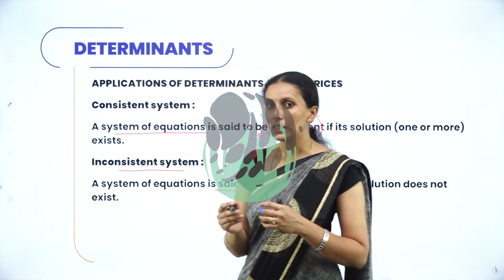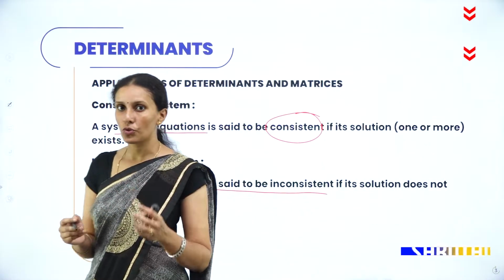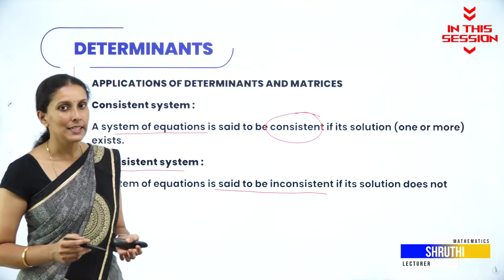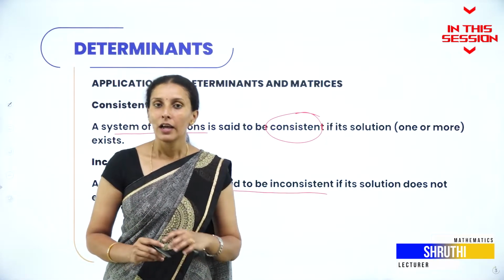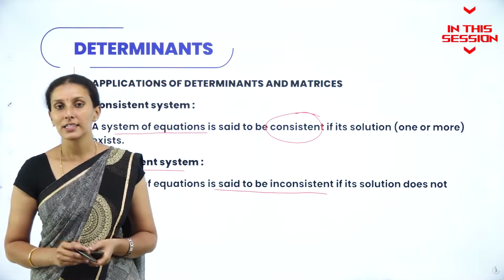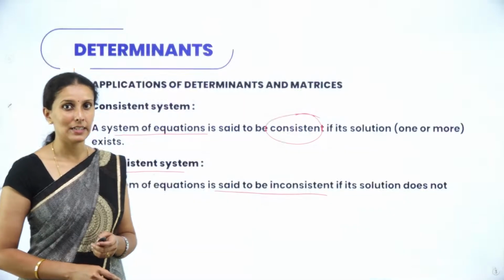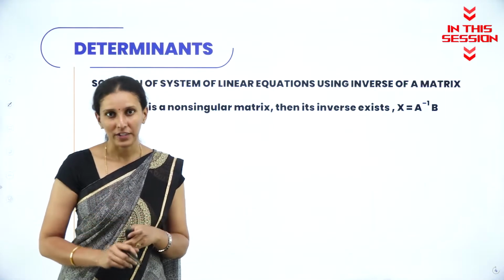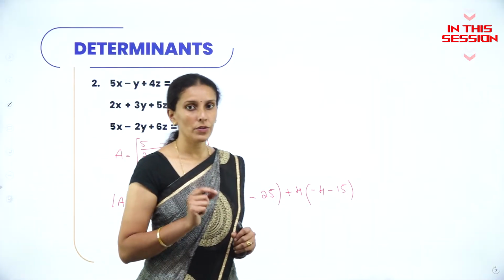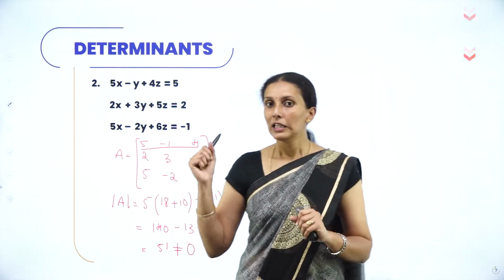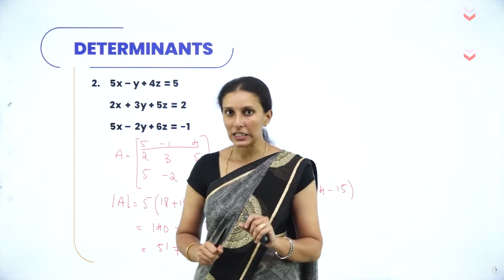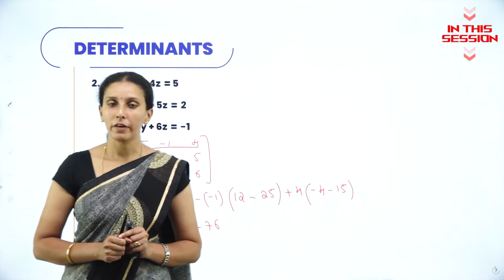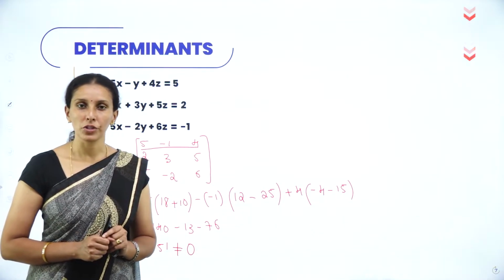Whenever you have certain simultaneous linear equations to solve, whenever the solution exists, it is called consistent, and if the solution does not exist, it is called inconsistent. Finding the solution of a system of linear equations is called the matrix method. Whenever the determinant value is not equal to 0, clearly the system of linear equations is consistent and it has only one solution, that is, the solution is unique.